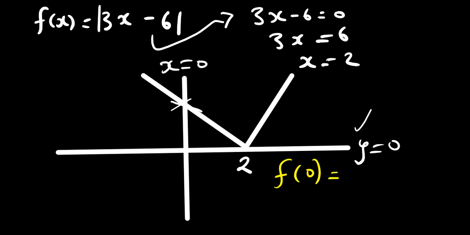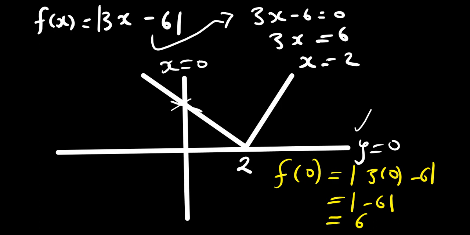So f of 0 is equal to the modulus of 3 times 0 minus 6. The modulus of 3 multiplied by 0, that's just 0. You have a negative 6. The modulus of a negative number is just going to be a positive number, so we only have a positive 6. Hence the point where the graph cuts the y-axis is 6. So that's how you solve this one. Very simple and very straightforward.